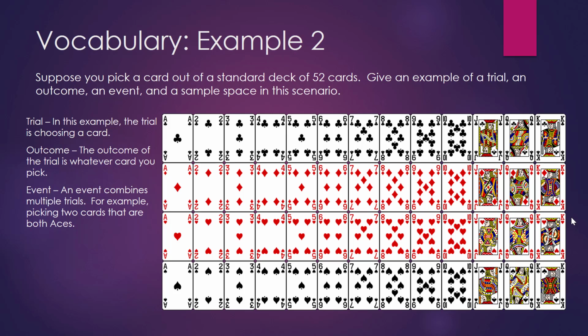Event. An event combines multiple trials. For example, picking 2 cards that are both aces would be an event. Sample space. The sample space is the set of all possible outcomes. As you can see here, we've created and listed the sample space visually by showing pictures or images of each card in the deck of cards.